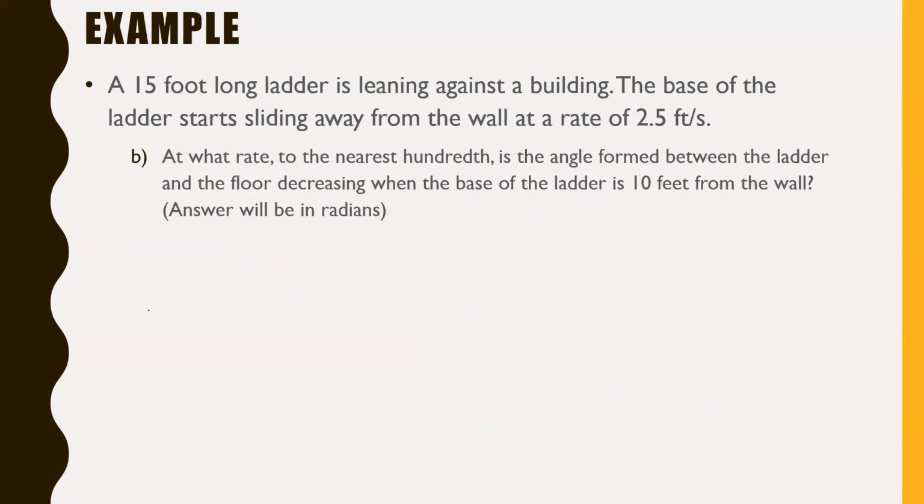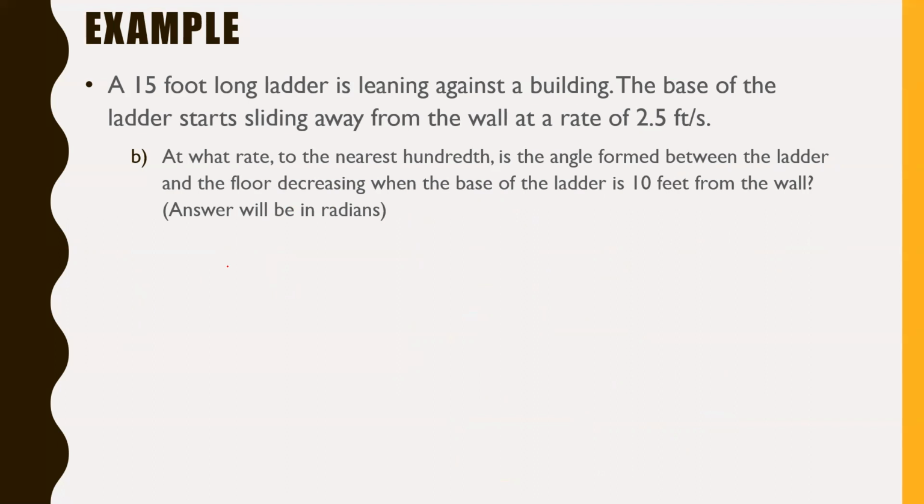Anyway, here we go. Question B, same original context here, but it says now, at what rate, to the nearest hundredth, is the angle formed between the ladder and the floor decreasing when the base of the ladder is 10 feet from the wall? Holy smokes. So it's the same context from before. You can draw another picture if you want. I'll just hold off on it for now.